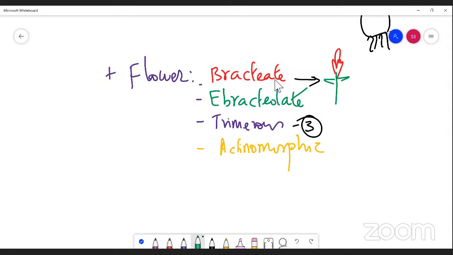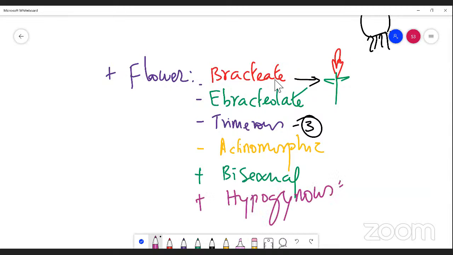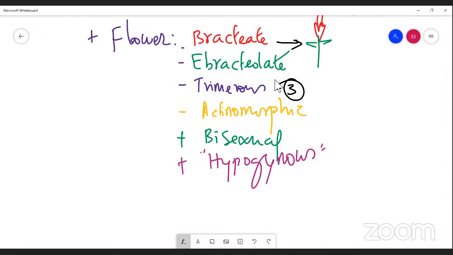Actinomorphic condition and bisexual flower. The type of flower is a bisexual flower. And one more character I can say, hypogynous flower. The nature of flower is hypogynous, hypogyny. Bracteate, ebracteolate, trimerous flower, actinomorphic, bisexual, hypogynous flower, and one more character I can say, complete flower. The type of flower is a complete flower.